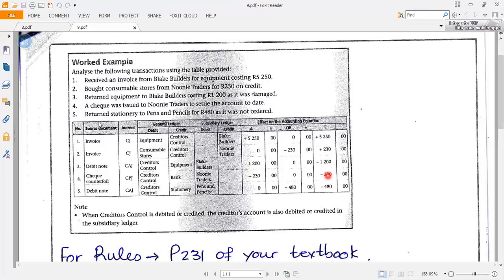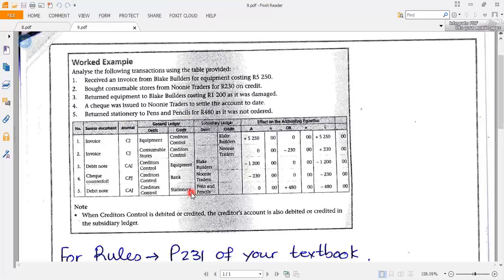On the 5th, return stationery to Pens and Pencils for 480 as it was not ordered. Okay, learners. First is a debit note, then it's CAJ. You debit creditors control, and we are going to credit stationery. Why stationery? Because pens and pencils are returned stationery. Can you see there? So stationery is credited.